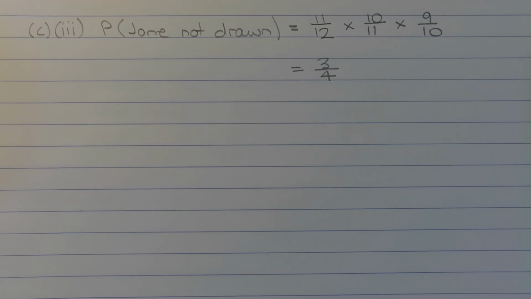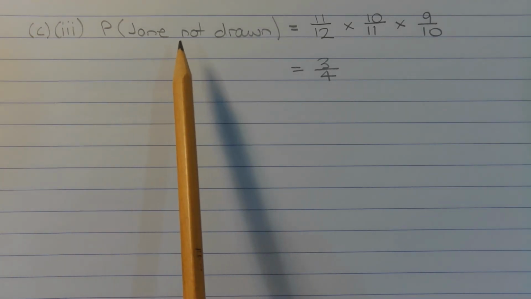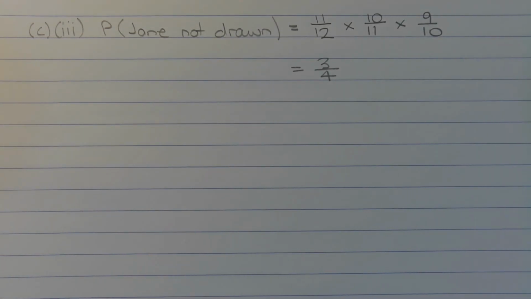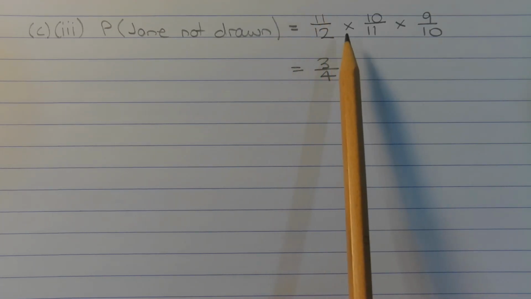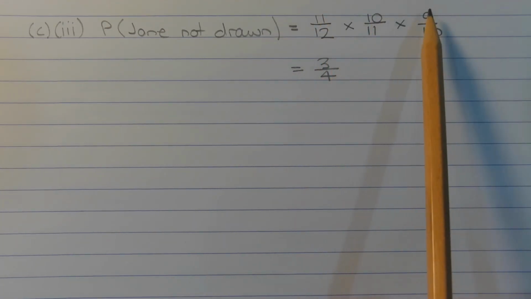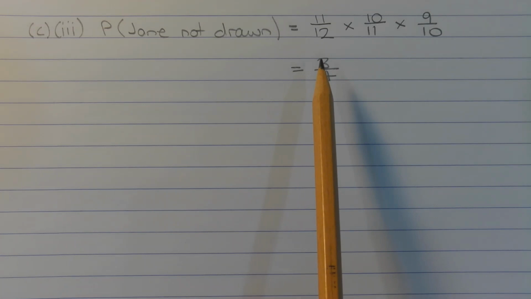Using the law of complements, the probability that Jane is not drawn on any of those 3 rounds is equal to 11 over 12 times 10 over 11 times 9 over 10. And that simplifies to 3 over 4.